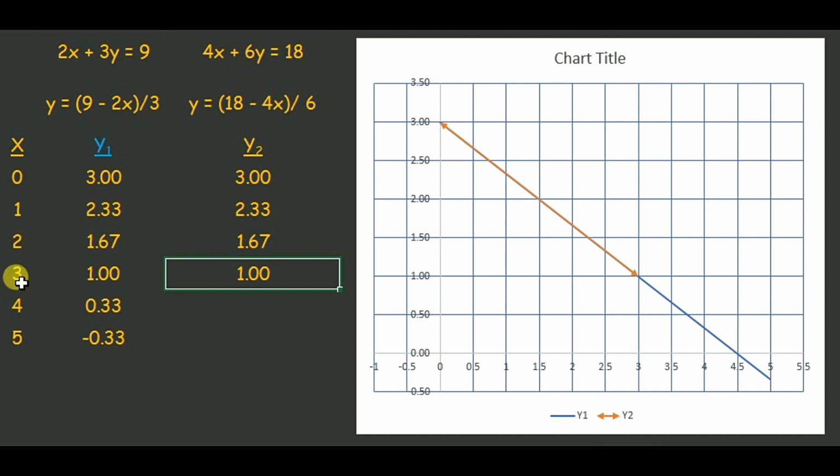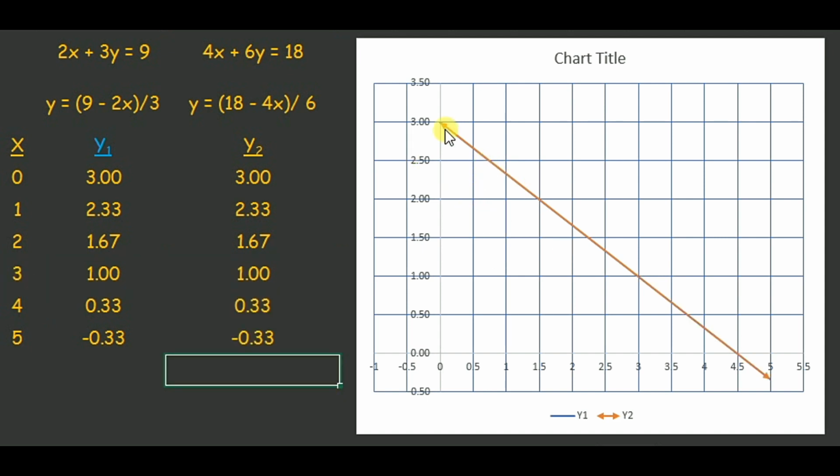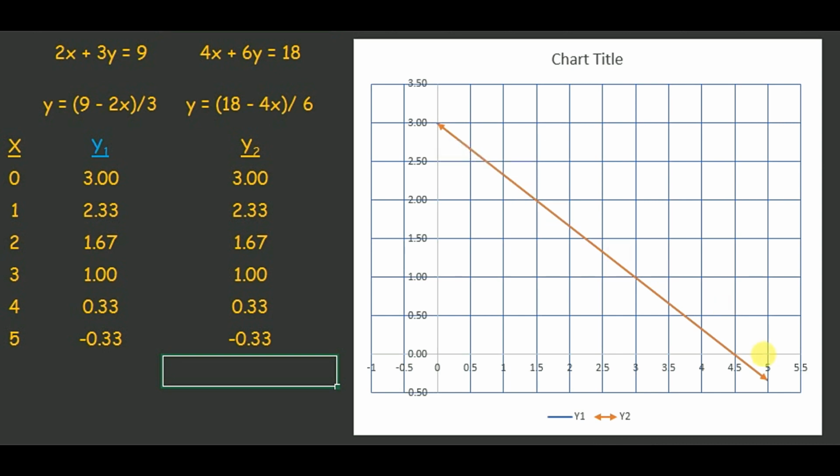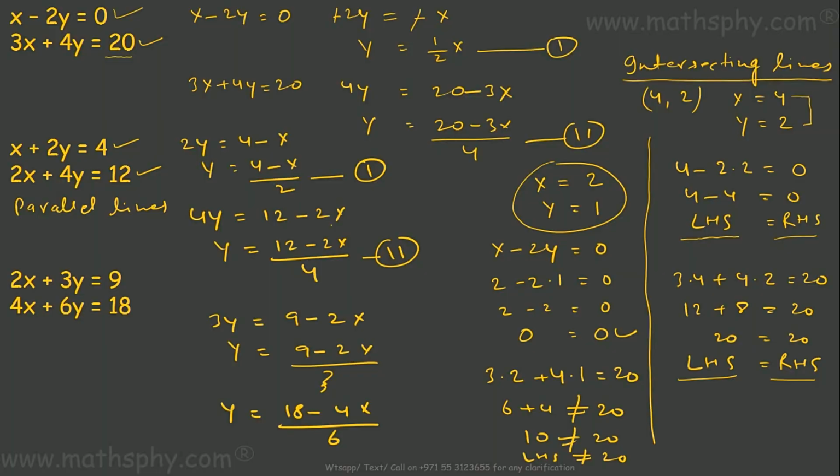Let's see, x is 3, y is 1. You can see my blue line has been completely covered by this orange line. The interpretation of this superimposing, or both the lines sitting on top of each other, is that this pair of linear equations gave me coincident lines. Write it: coincident lines. Coincident lines means both the lines are running on top of each other.